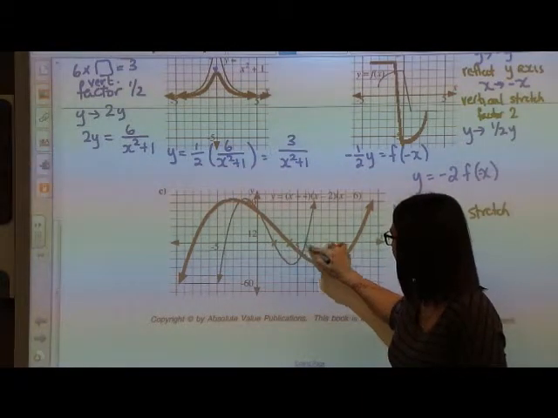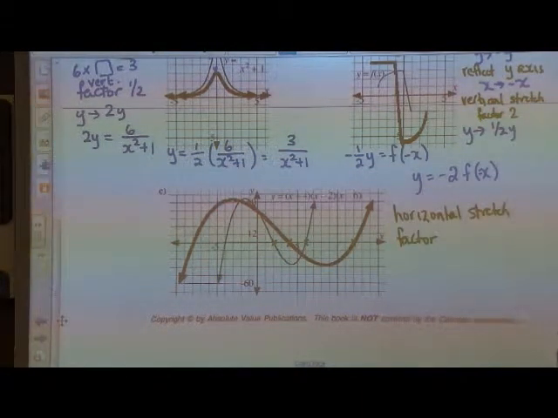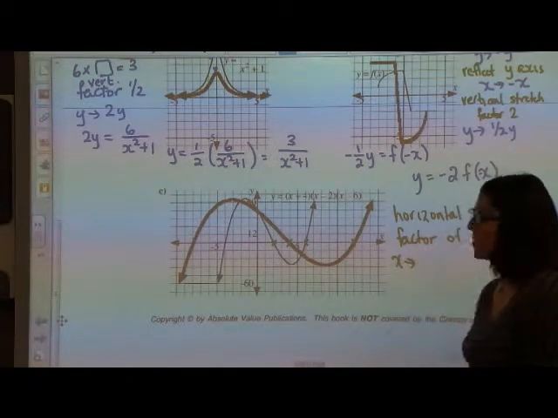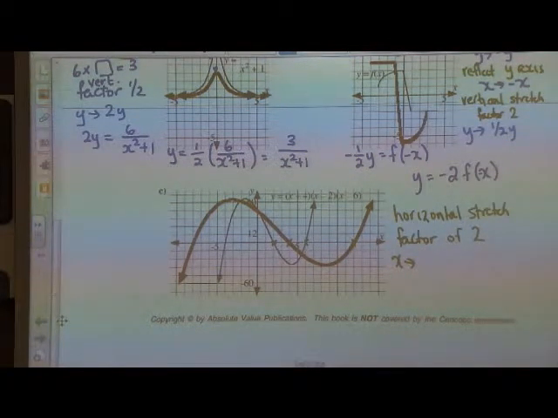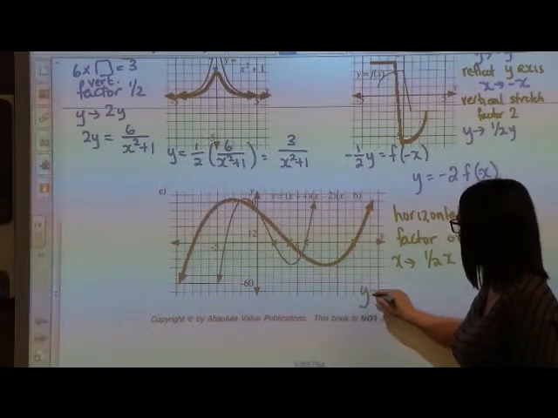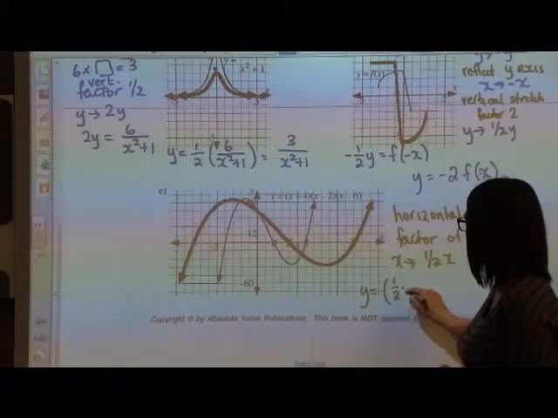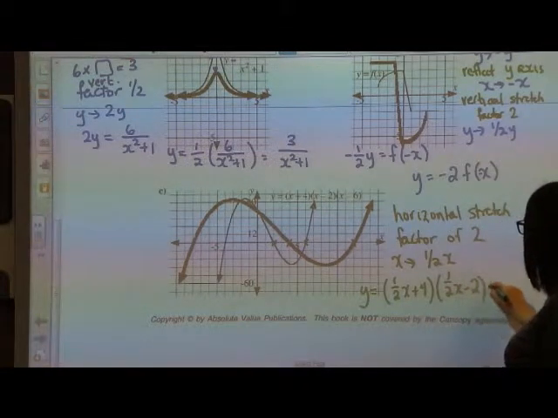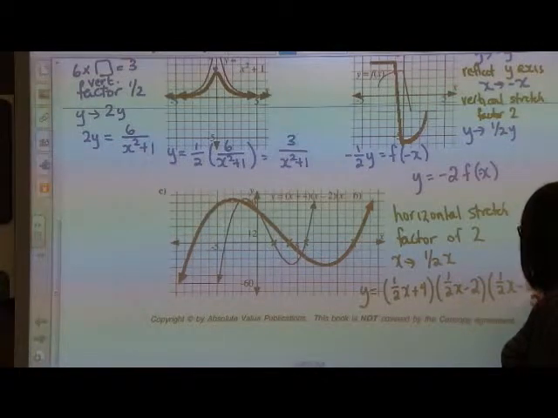So look at my x-intercepts. What am I stretching them by? 2. Factor of 2. So horizontal stretch tells me I'm replacing x. What am I replacing x with? 1/2 x. So then my equation becomes 1/2 x plus 4 times 1/2 x minus 2 times 1/2 x minus 6.